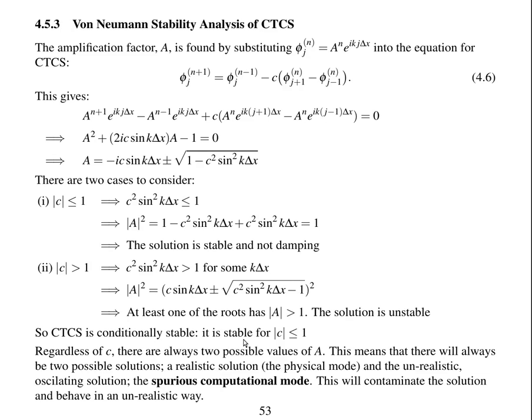However, it looks great that when it is stable, it's not damping, but there is a problem. We'll always have two possible solutions. We'll always have this plus or minus. So there's going to be a realistic solution, which is called the physical mode, and an unrealistic, oscillating solution, which is the spurious computational mode. This will contaminate the solution and behave in an unrealistic way. This is also related to when we looked at the domain of dependence, where we could see that you could have two possible solutions on two different sets of points.